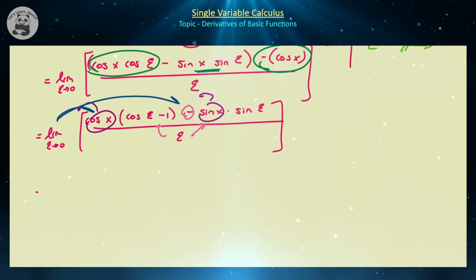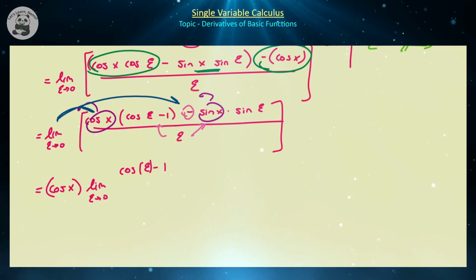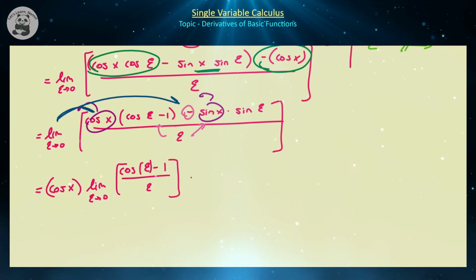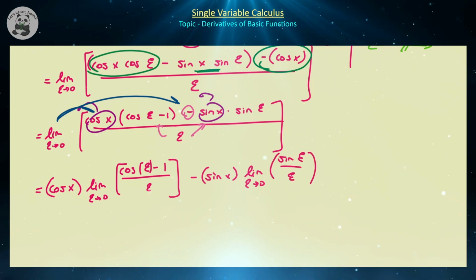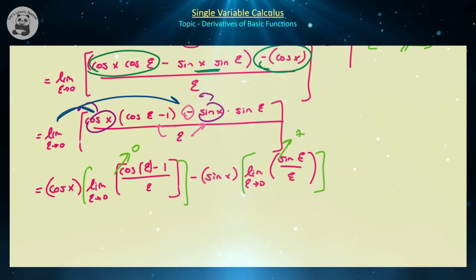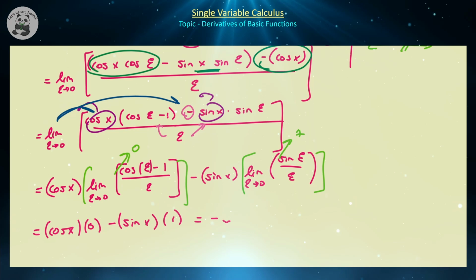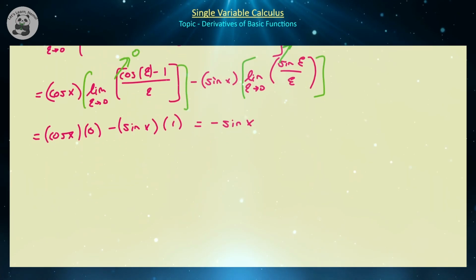Once I conduct that, that's going to give me the cosine of x times the limit as epsilon approaches 0 of the cosine of epsilon minus 1 divided by epsilon, and then minus the sine of x times the limit as epsilon approaches 0 of the sine of epsilon divided by epsilon. We know that this limit here is going to go to 0, and this limit here is going to go to 1. So this is going to come out to the cosine of x times 0 minus the sine of x times 1. So we're just going to be left with the negative of the sine of x.